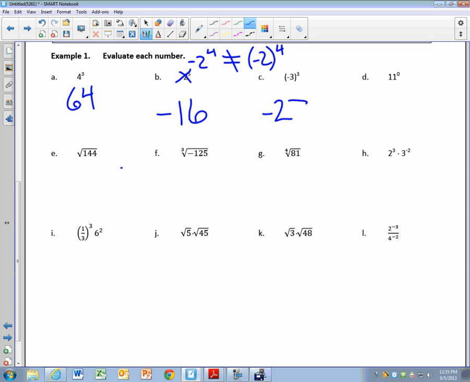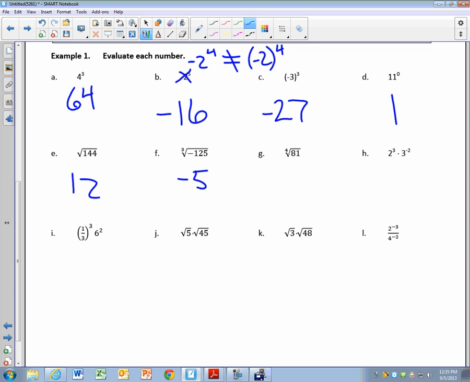Right? So, -3 to the third, -27. The negative is being applied 3 times. It does result in a negative. 11 to the 0. Square root of 144. Cubed root of -125. -5. Can you take the cubed root of negative numbers?